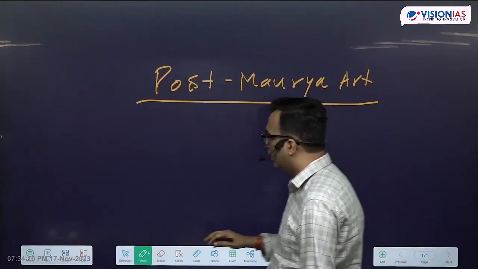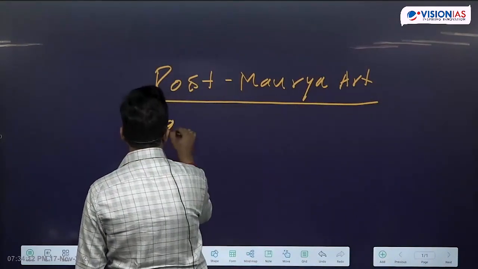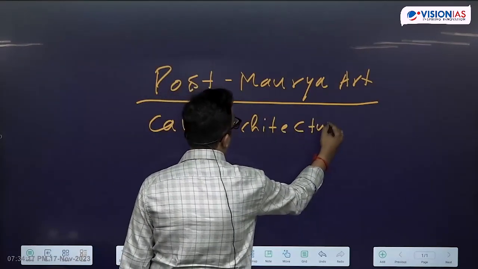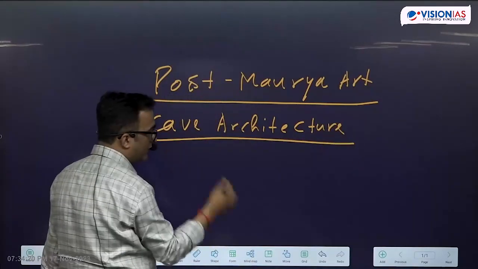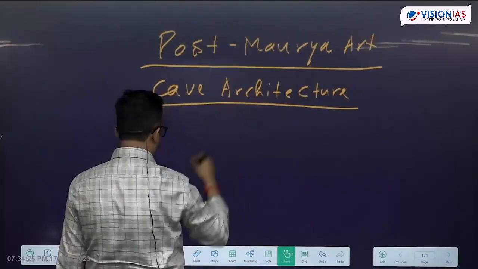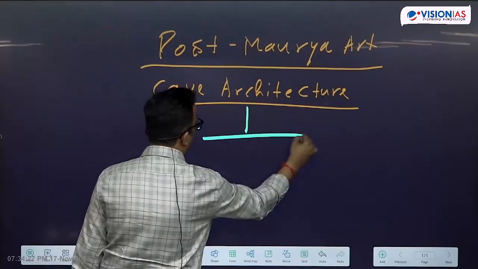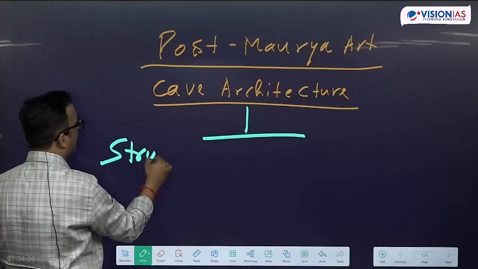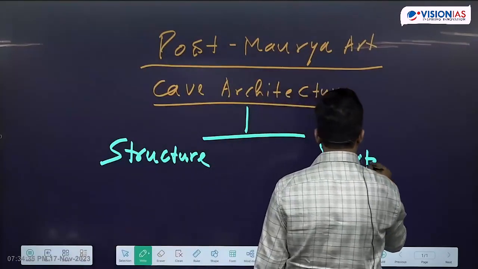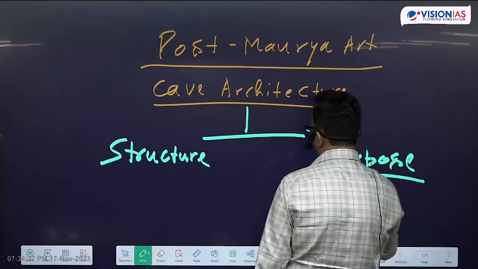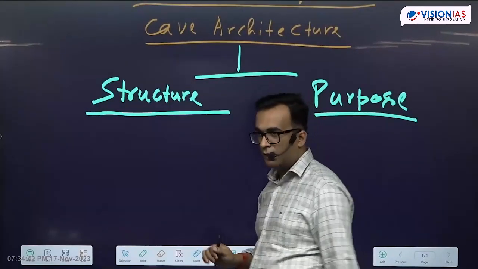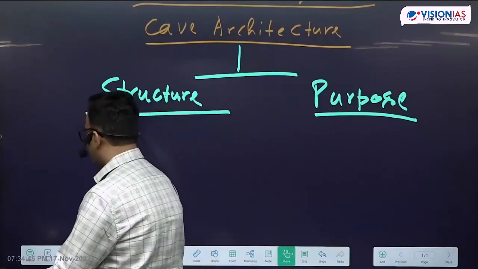So write a title: cave architecture. There are 2 things we are going to study in cave architecture: first the structure, and second the purpose. There are 3 types of structures that were created in this period. Now let's understand one by one.